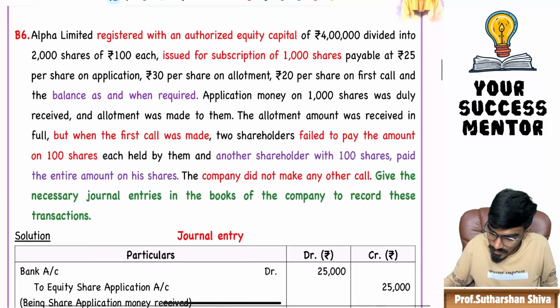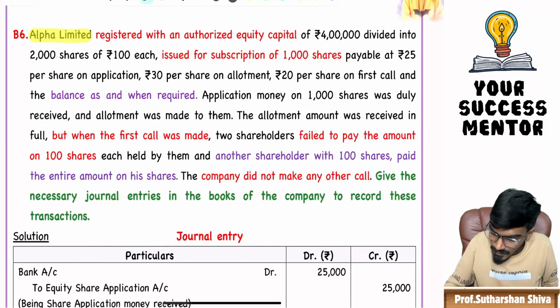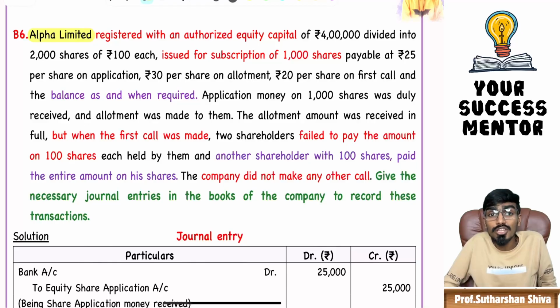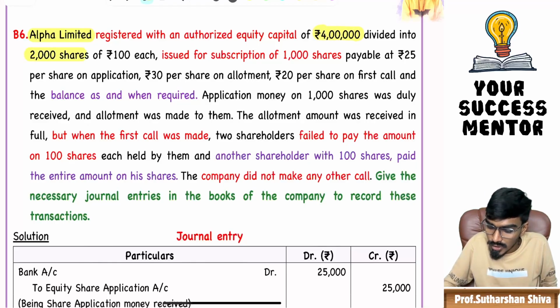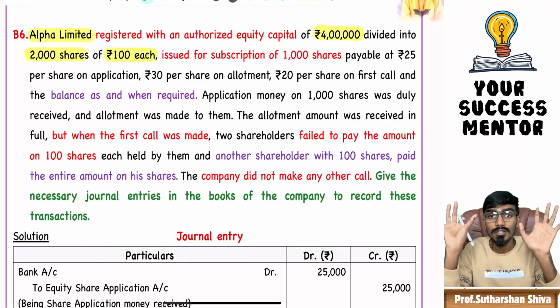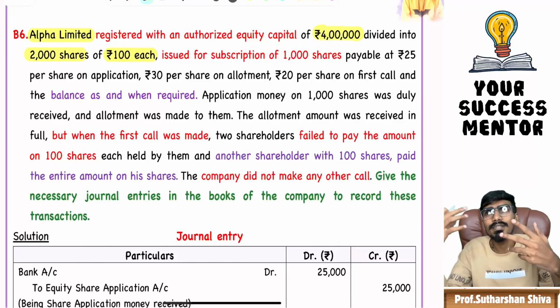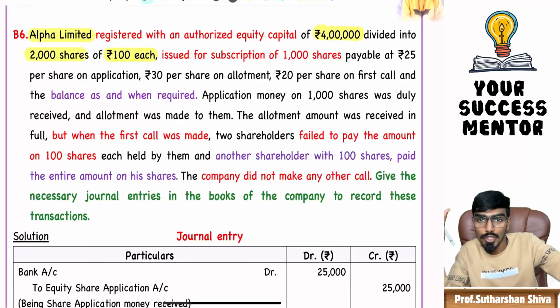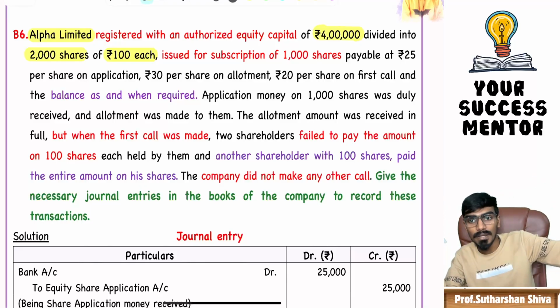Listen to this question very carefully. Alpha Limited is a company registered with the authorized equity share capital of 4 lakh divided into 2,000 shares of 100 each. It is irrelevant for us. Are you able to understand this point? Irrelevant means we are not going to issue that. It is going to be my maximum capital in the company.